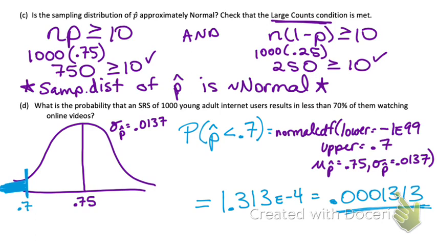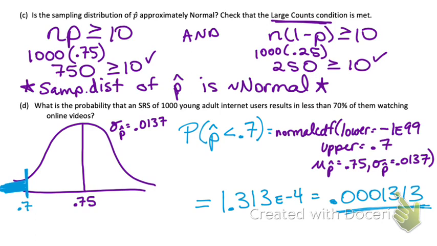Here is what I want to make sure you understand. If I know that in a population 75% of people are supposed to be watching internet videos, this is the chance that I go out and talk to 1,000 people and less than 70% of them are watching internet videos. So is there a good chance that I'm going to get a sample that shows that less than 70% are watching internet videos? No, there's not a very good chance at all of that happening.